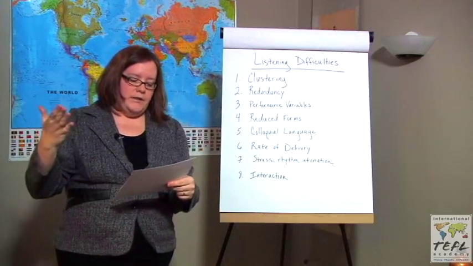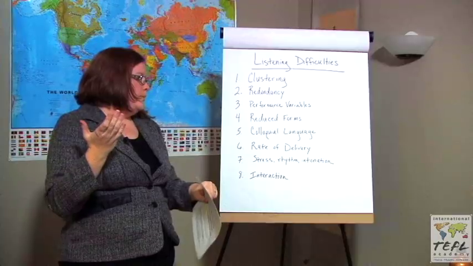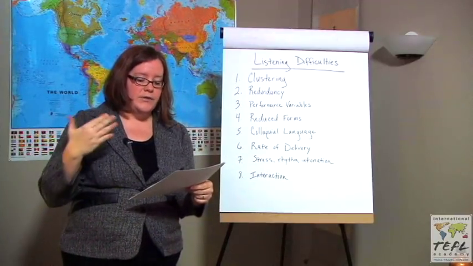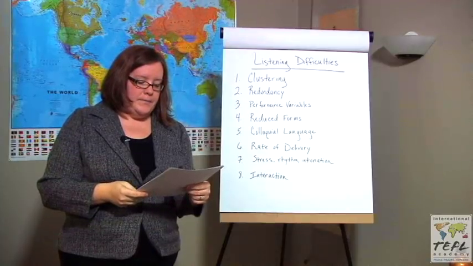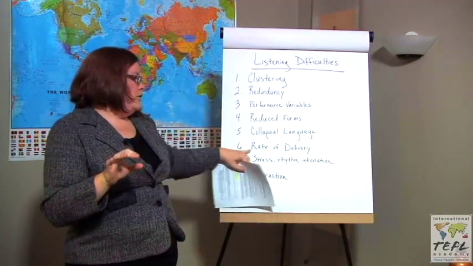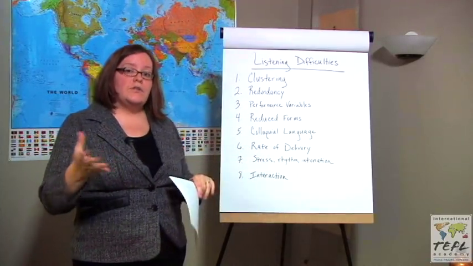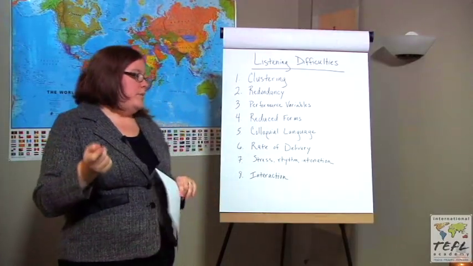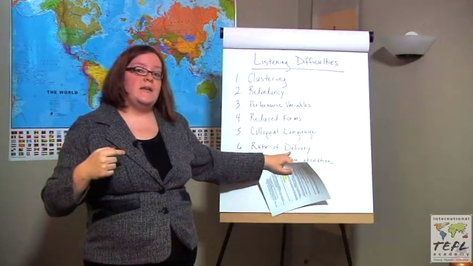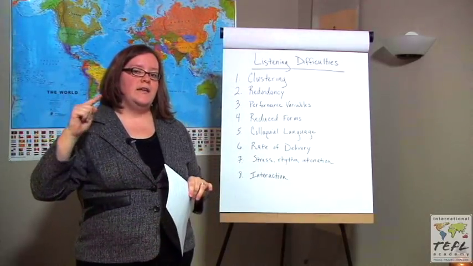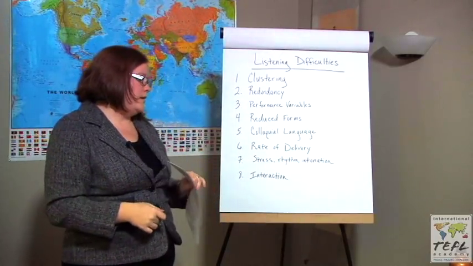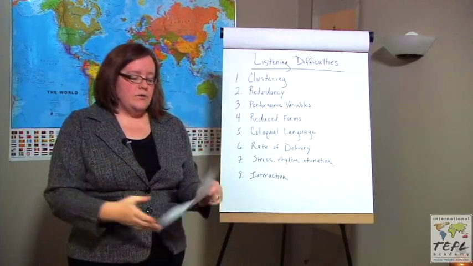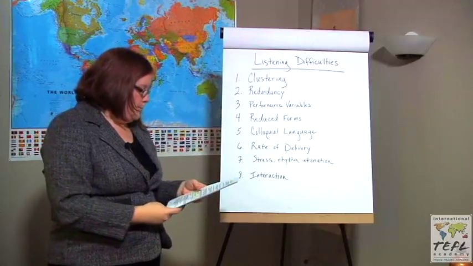Number 6, the rate of delivery. When a speaker is talking, they might use different rates of how fast or how slow they talk. When you're a teacher, you might slow down your speech so that your students understand you and comprehend more of what you're saying. But also be aware that they need to be able to listen at the same rate as normal native speakers are talking. So you need to find that balance of giving them the faster rate that native speakers use.